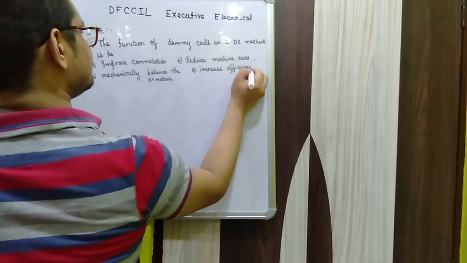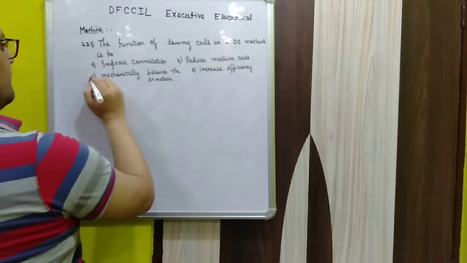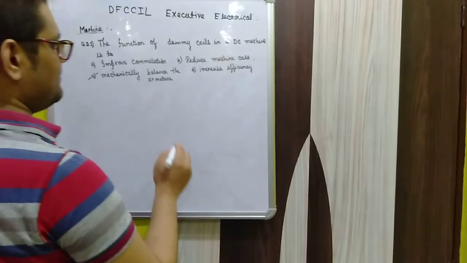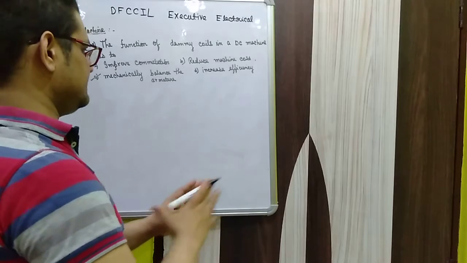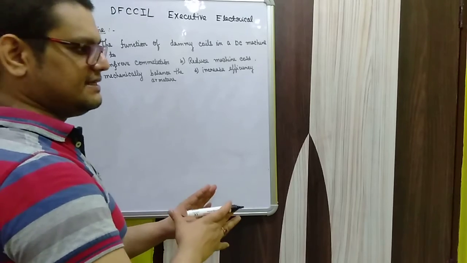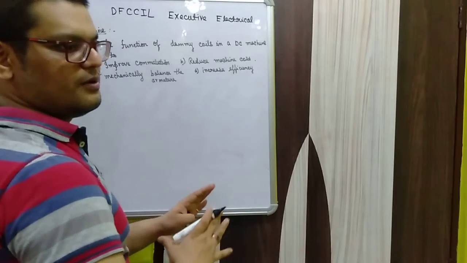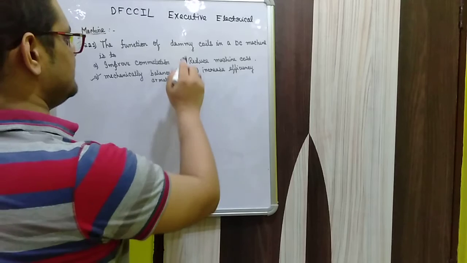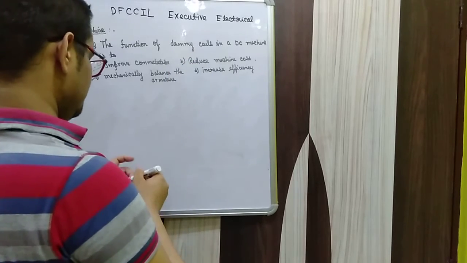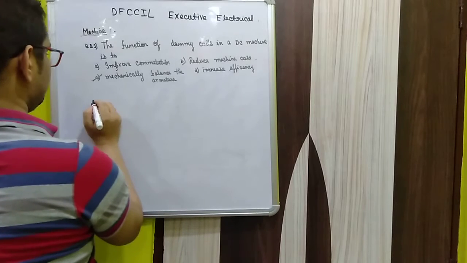So in this case they are asking the function of the dummy coil. It will of course be to mechanically balance the armature. A dummy coil is nothing but a duplicate or extra coil which is kept, so when the machine is running, it provides a proper balance so that the armature will revolve smoothly. So it is the mechanical balance of the armature. The dummy coil is used in DC machines. Now I go to question number 22.